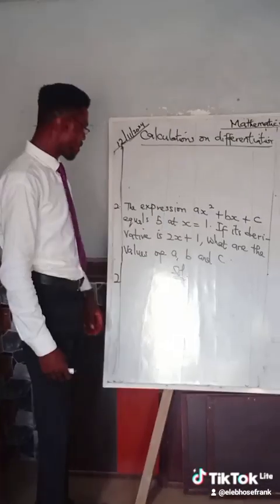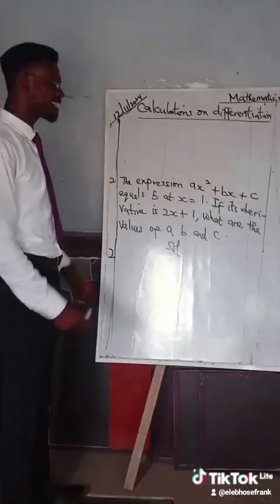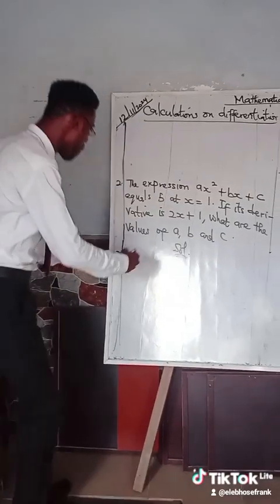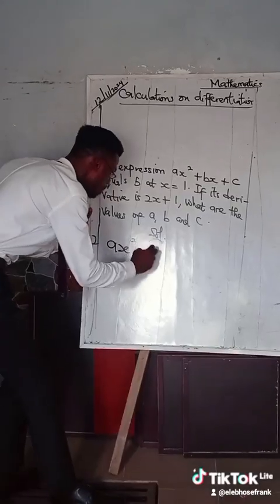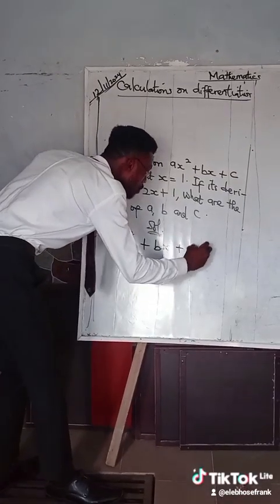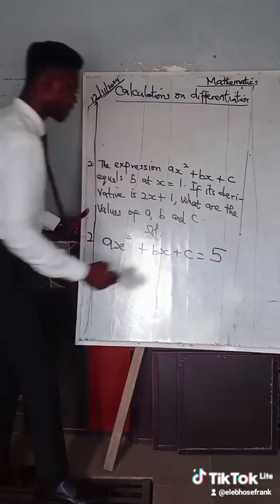Alright, so the expression ax squared plus bx plus c equals 5 at x equals 1. Now, what that means is that I bring out the expression first. Ax squared plus bx plus c equals what? They said equals 5. Equals 5 at x equals 1.